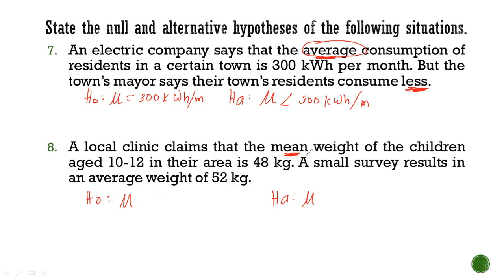Okay? So dito, mean weight daw is 46 kilogram. Mean weight. Guys, hindi 10 to 12 ha. Mean weight ng mga children aged 10 to 12 daw is 48 kilos. So it is 48 kilograms. A small survey results in an average weight of 52 kilograms. Okay? So parang kanina yung problem. Ito does not affect your 48 kilograms, which is the claim.